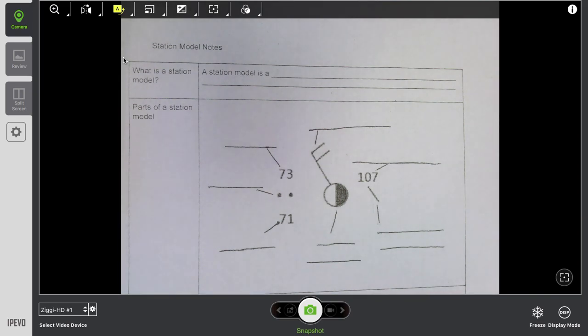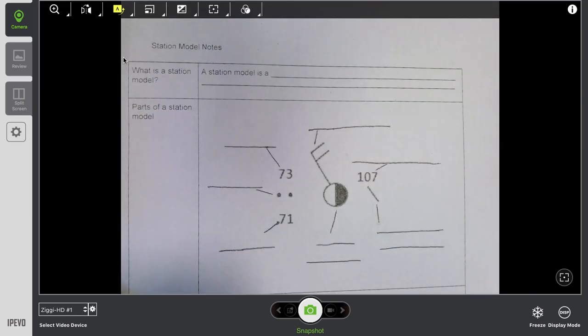So these notes are a little different in that we don't have a PowerPoint. So what I'm going to do is fill this in with you and you're just going to follow along. If at any time you need to pause the video to catch up, that's totally okay.